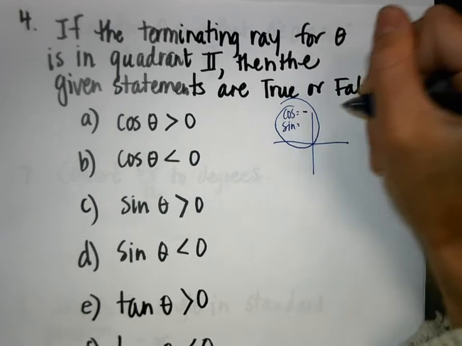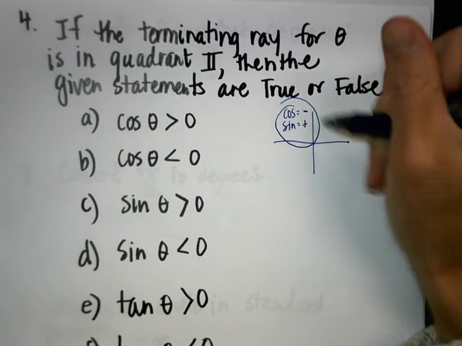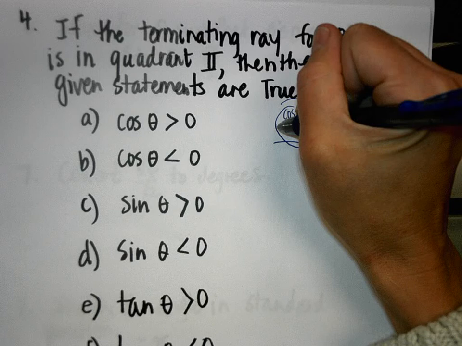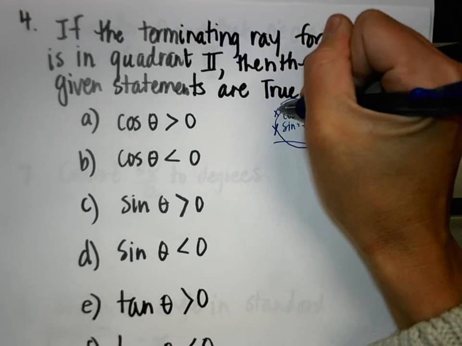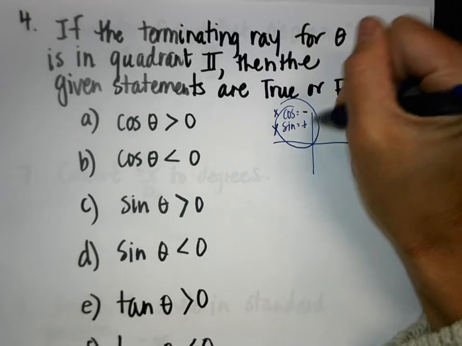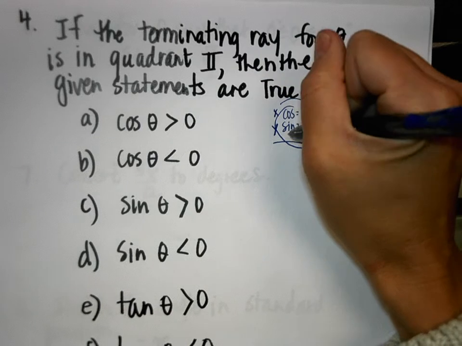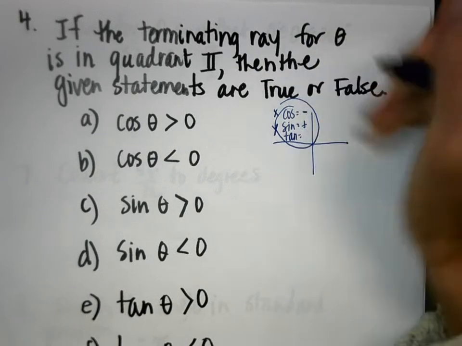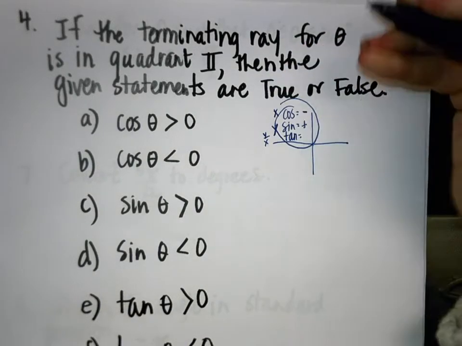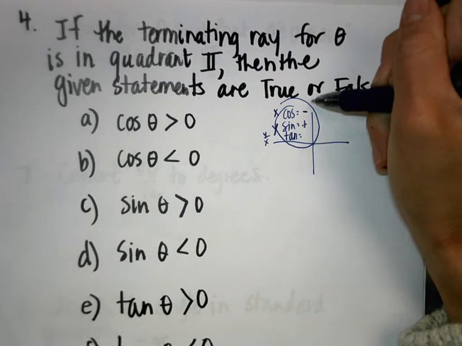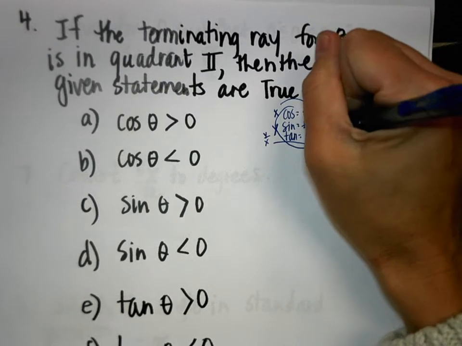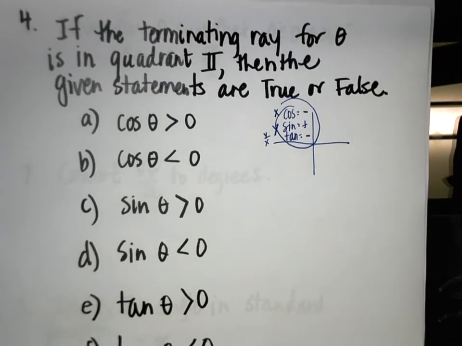Sine in quadrant 2 is positive because in this quadrant sine represents your y values, and y in this quadrant is up, which is positive. Tangent, we know, is y over x, and so if you have a positive divided by a negative, that makes a negative, and so tangent is negative.